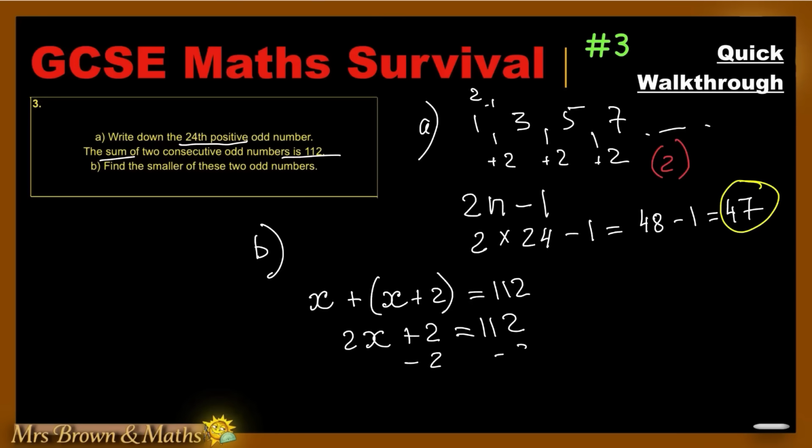Simplify, get rid of 2. In an equation, always do the opposite to both sides. So minus 2, and we have 2x equals 110. 2x means times, so divide by 2, both sides. x equals 55. 2 exam marks.